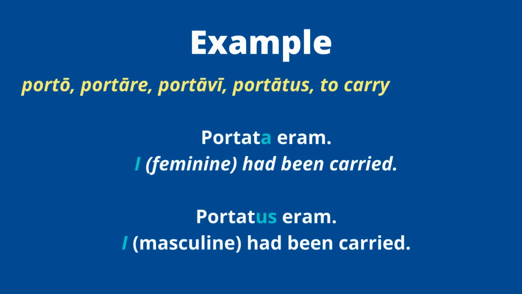So let's think about the gender a little bit and look at an example. And again, this is a familiar one from a previous video. But if I were trying to say I had been carried, when I spell it, if the I, the subject, is feminine, it would be portata eram. And by the spelling portata, I know that the I I'm talking about is a woman or a girl. It's a feminine noun, right? The same would apply for masculine. If you said portatus eram, it still means I had been carried. So in other words, portata eram and portatus eram mean the same thing, but there's a gender element involved.